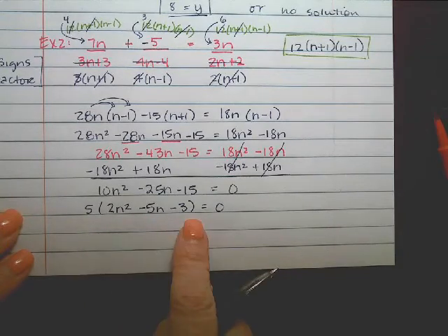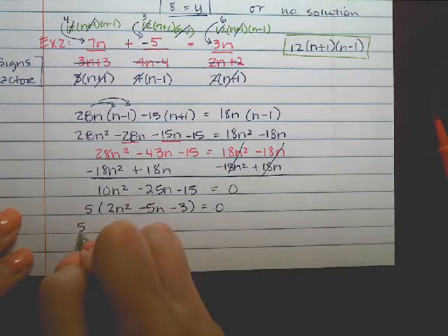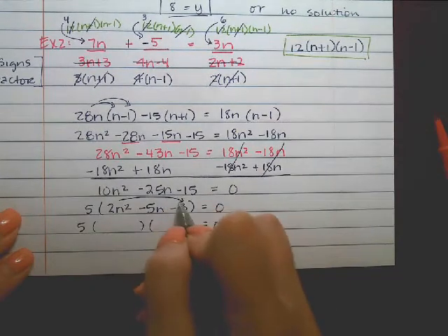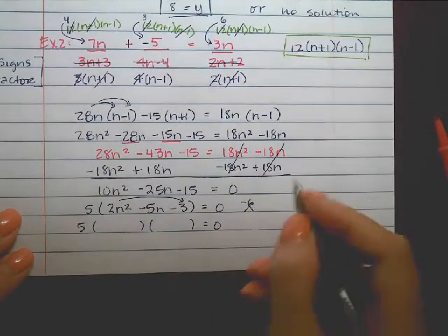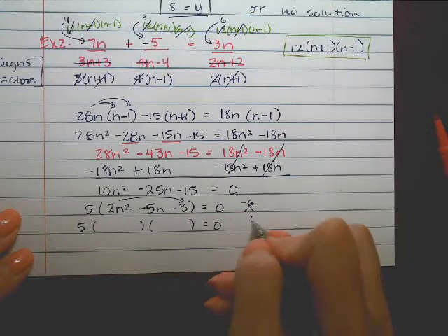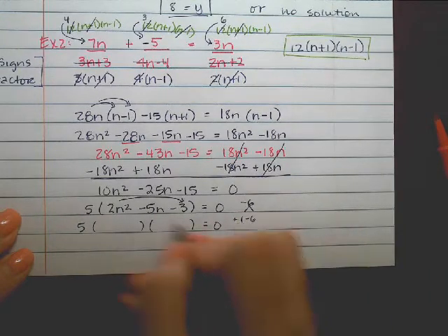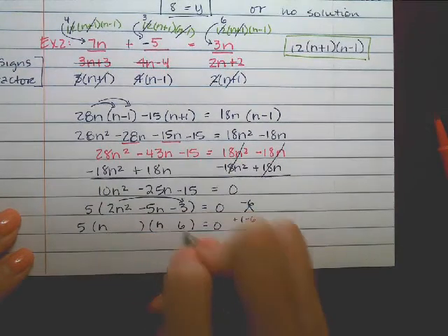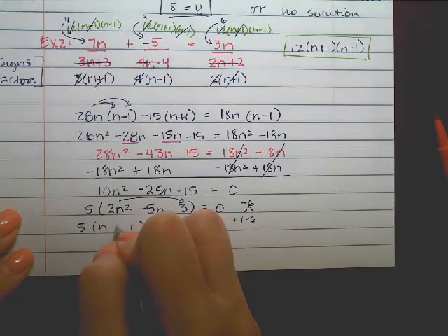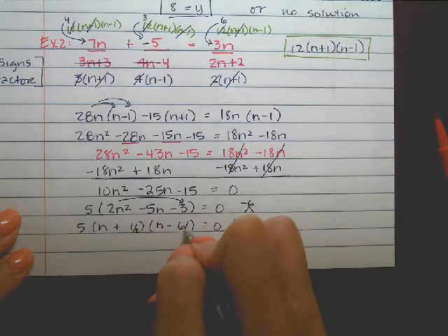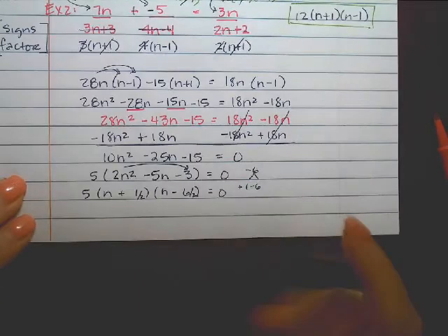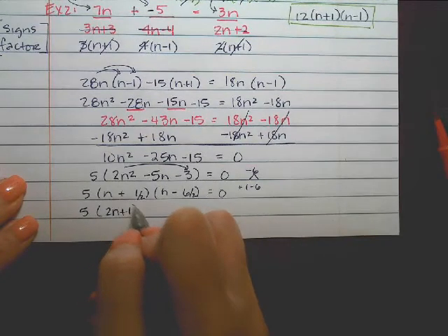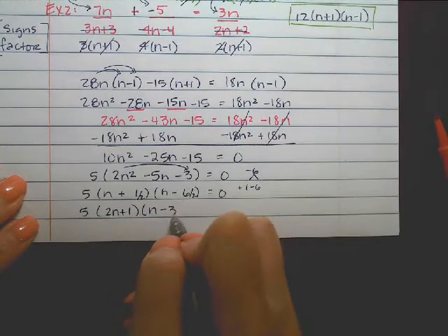All right, so we're going to have to factor a little bit farther here. So we have the 5 factored out. So you have 2 times 3, which is a negative 6, and you need a 5 in the middle. So 6, 1, negative, positive. Divide by 2. And you end up with 5, 2n plus 1, and n minus 3 equals 0.